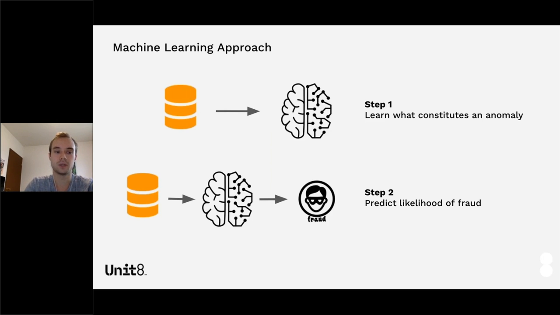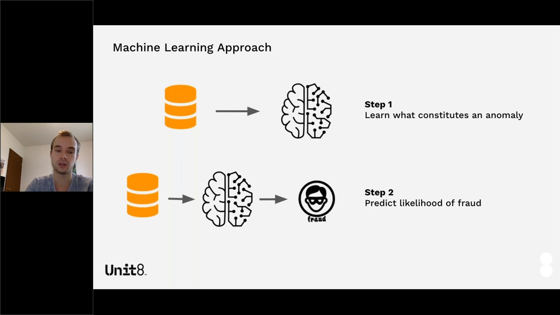So the idea of using machine learning is the following. In the first step, we train some unsupervised model on our data set to learn about the distribution of our data and to get a sense of what an anomaly is in this context. In step 2, we can use this model to predict the likelihood of fraud for every transaction in our database using what it has learned in step 1. Notice how I said predict likelihood of fraud and not predict whether a transaction is fraudulent or not. This is because the machine learning model will never be able to give us a definitive answer. There's always inherent uncertainty in the answers it will give us.